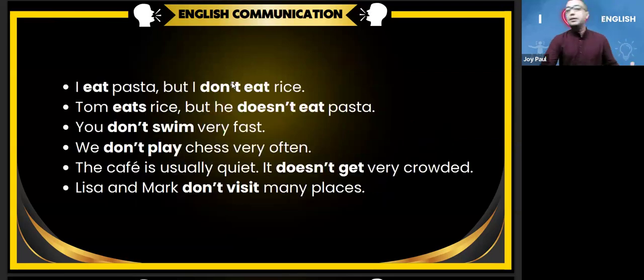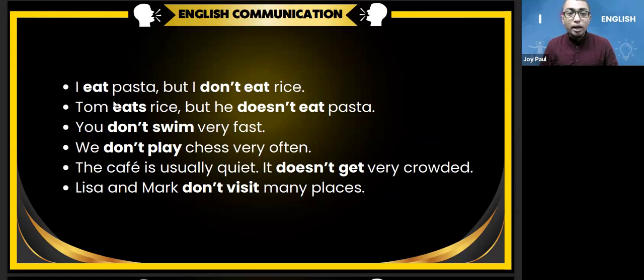Now let's see a few examples. How to speak using present simple negative sentences. Let's say: I eat pasta, but I don't eat rice. Why do I say "I eat pasta"? Present simple tense. That's why in negative form we have to say, but I don't eat rice. I don't eat rice. Clear?